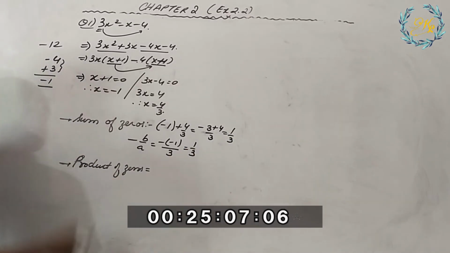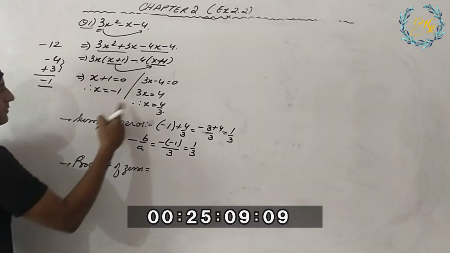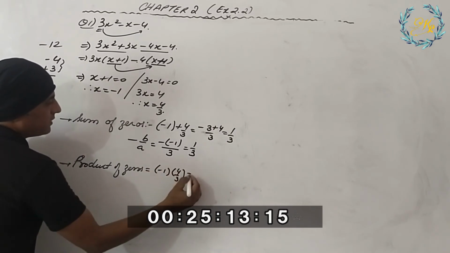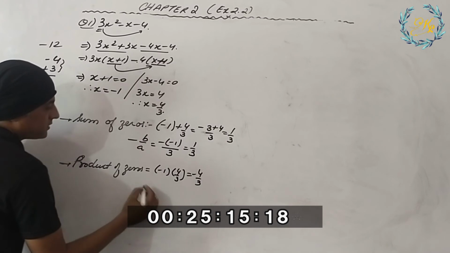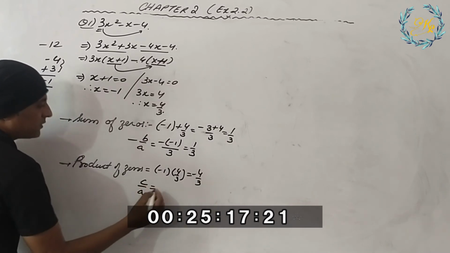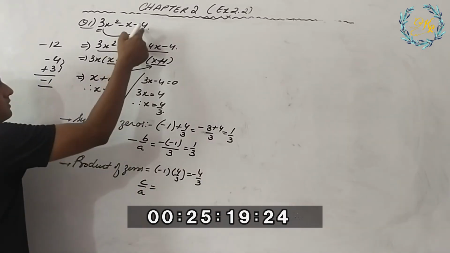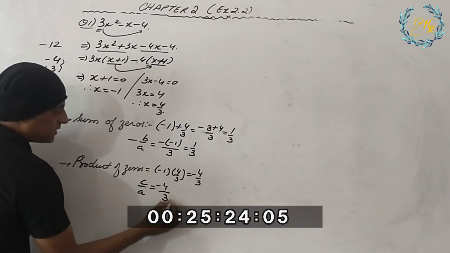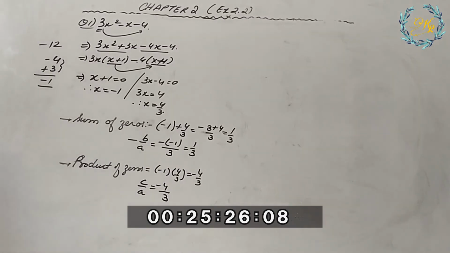same. Product of zeros, multiply both the zeros here. Minus 1 into 4 by 3 is equal to minus 4 by 3. Compare coefficient c by a. The value of c is minus 4. The value of a is 3. So you can see the answers are the same.